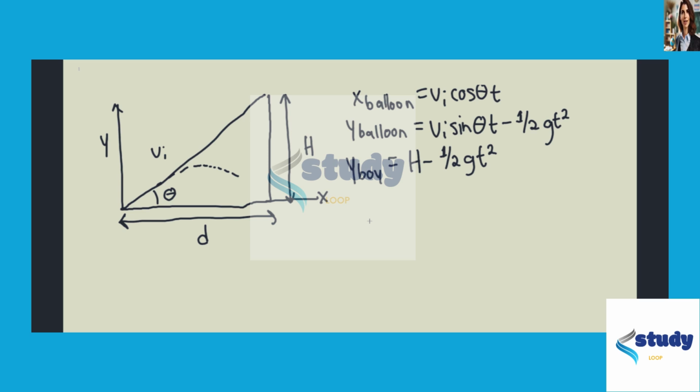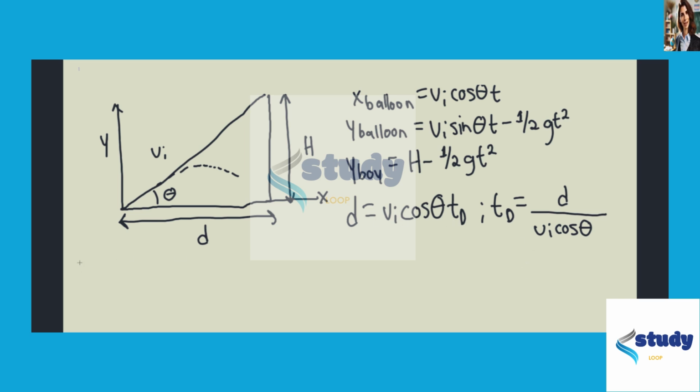So we can say that we're going to use the horizontal motion at constant velocity in order to find the elapsed time after the balloon has traveled a distance d to the right. So we can say d equals v initial times cosine of theta times t sub d. And so we can solve for t sub d, which is going to equal d over v initial cosine of theta.